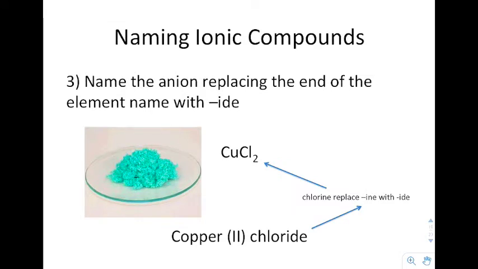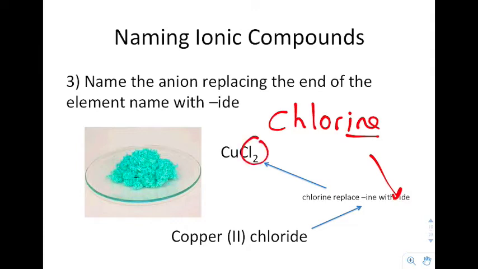Naming ionic compounds. All you have to do is name the anion, replacing the end of the element name with "ide." So for example, this is chlorine. Whenever it's chlorine, I replace the "ine" with an "ide," and this becomes copper 2 chloride. Or if this is a polyatomic ion, you would just name from the chart. So you could say something like chlorate or cyanide or something along those lines.